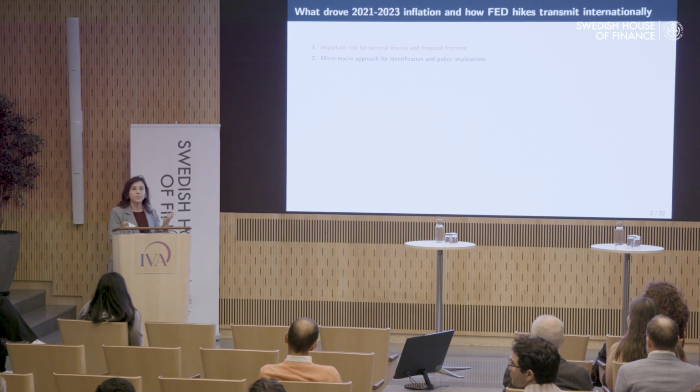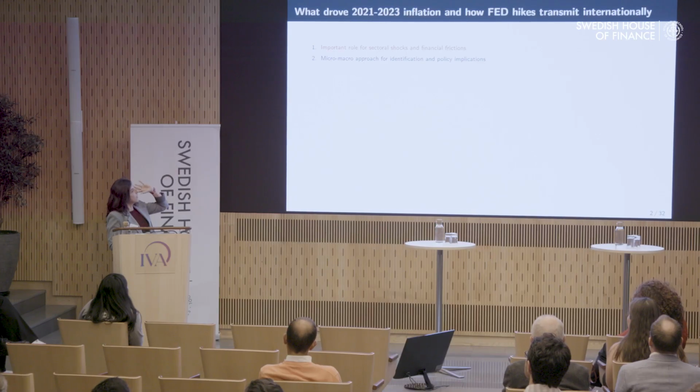Of course, US monetary policy started tightening because of the events of the last 3 years, this highest inflation everywhere, but a big shock especially to the US and Europe, the highest inflation of the last 40 years. So the approach here is going to be micro-macro, in order to identify these things and to draw policy implications.